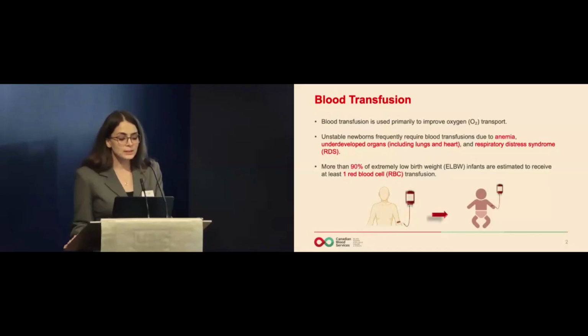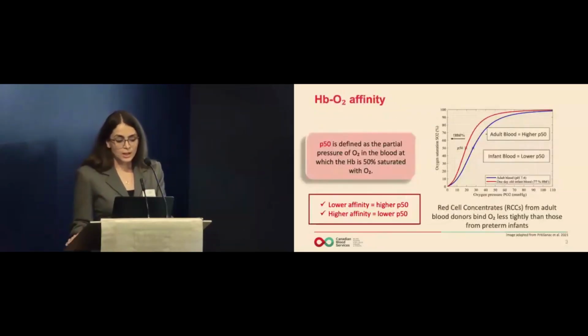We know that the main structure of oxygen delivery is hemoglobin. However, fetal hemoglobin and adult hemoglobin are different in terms of their structure. Hemoglobin oxygen affinity is one of the important parameters. We measure the hemoglobin oxygen affinity by P50. P50 is defined as the partial pressure of oxygen in the blood at which the hemoglobin is 50% saturated.